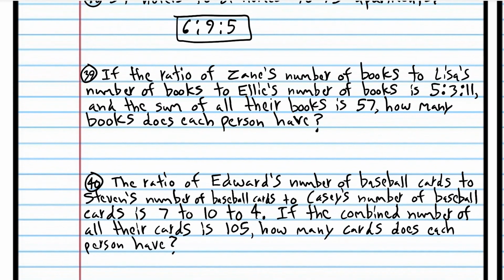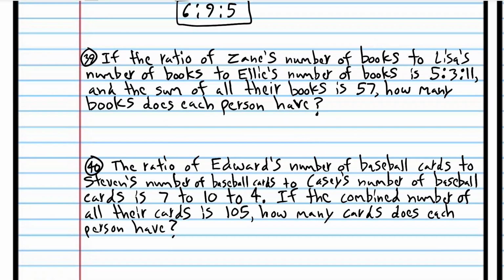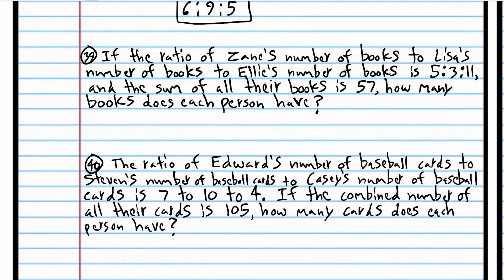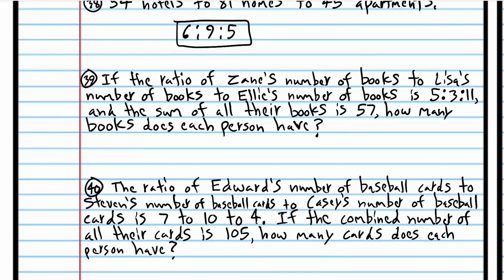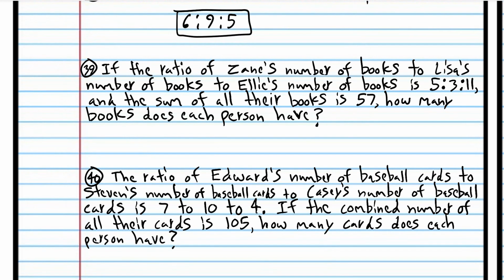All right, so let's go to some practice problems, or some word problems. We've already been doing practice problems. We're going to go to some word problems involving ratios with 3 numbers. If the ratio of Zane's number of books to Lisa's number of books to Ellie's number of books is 5 to 3 to 11, and the sum of all their books is 57, how many books does each person have?